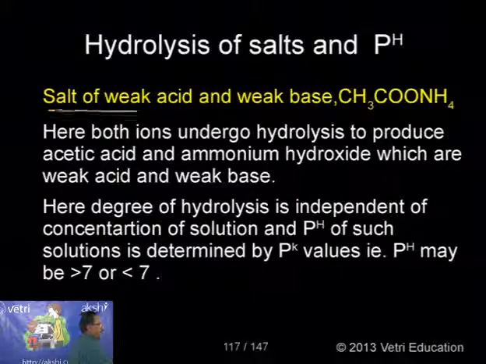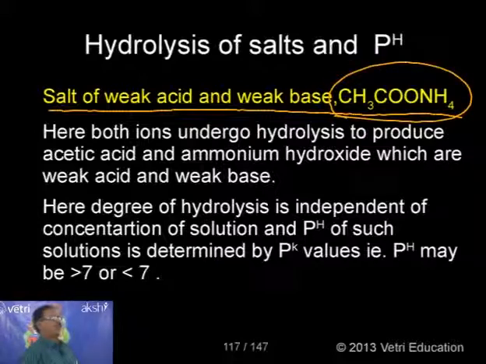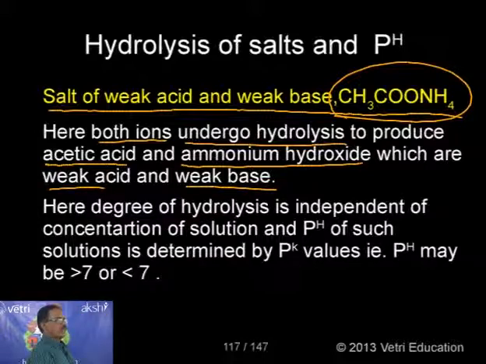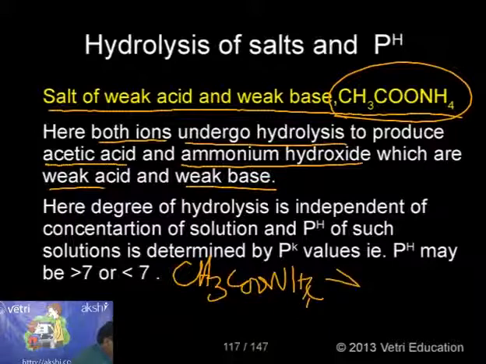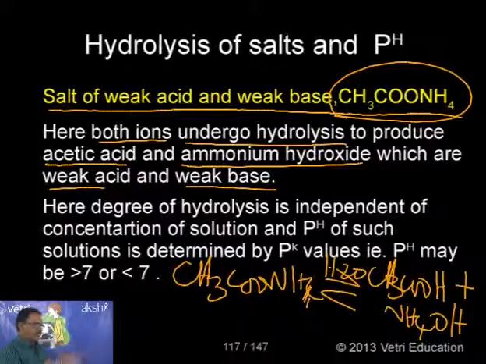The salt of a weak acid and weak base, a specific example is ammonium acetate. Ammonium acetate is formed from a weak acid, acetic acid, and a weak base, ammonium hydroxide. Here, both ions undergo hydrolysis. This is the most important information. In this case, both acetate ion and ammonium ion will undergo hydrolysis to produce acetic acid and ammonium hydroxide, which are a weak acid and a weak base. So when you dissolve ammonium acetate in water, you will get acetic acid plus ammonium hydroxide. That means both ions, acetate ion and ammonium ion, undergo hydrolysis.